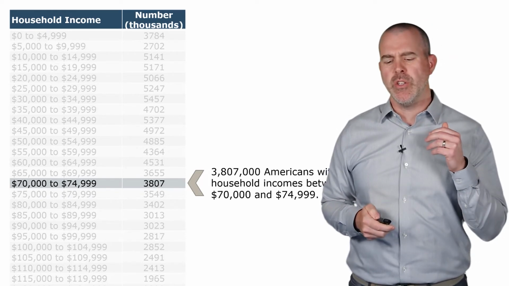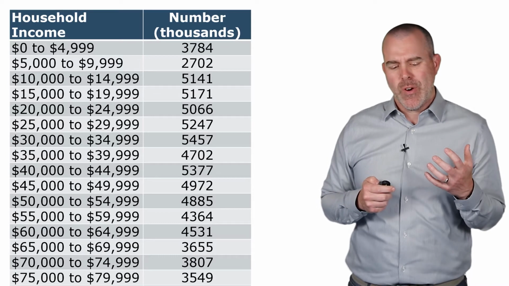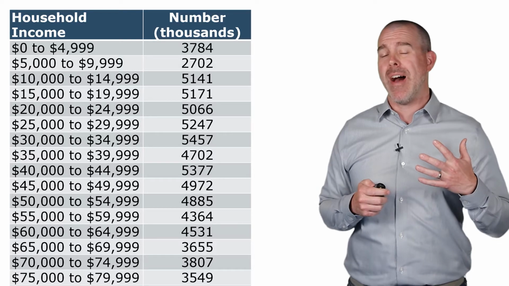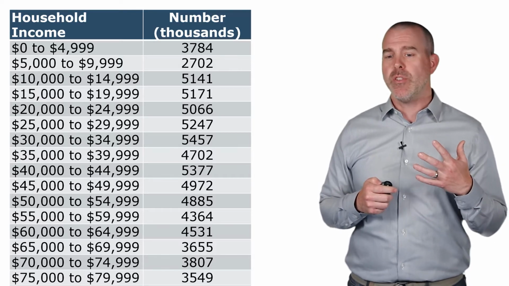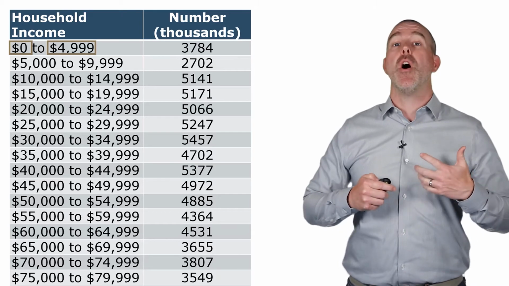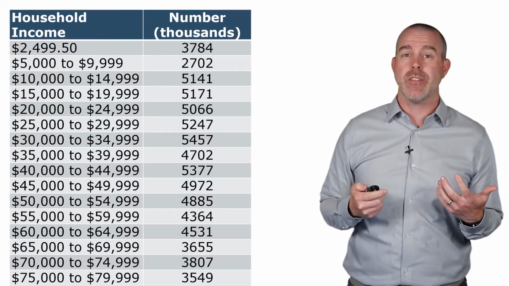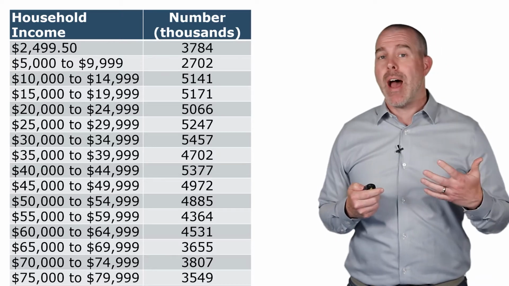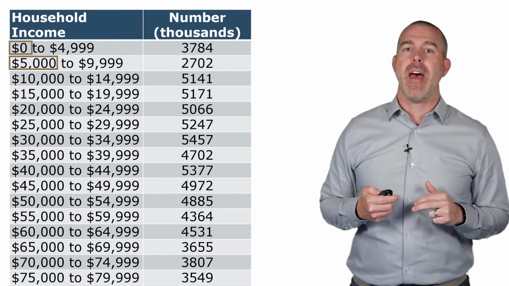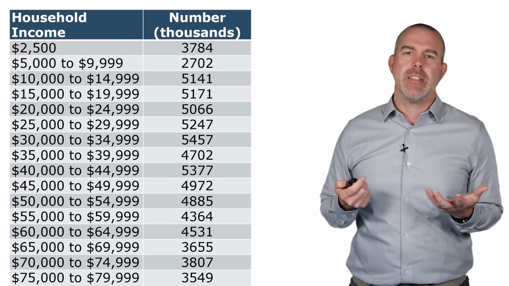So here's what we're going to do. We're going to zoom in on this, and we're going to look at this first class, the 0 to 4,999. We have a couple of options here. We can either take the 0 to 4,999 and treat all of them as the average of those, $2,499.50. Another option is to do the first two lower limits, 0 and 5,000, and average those and call it 2,500. And that's honestly what most people do.